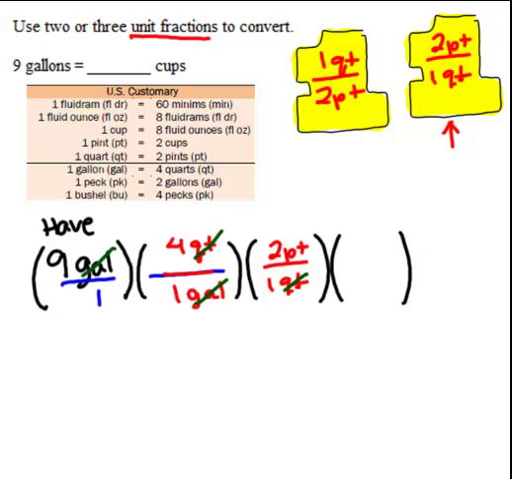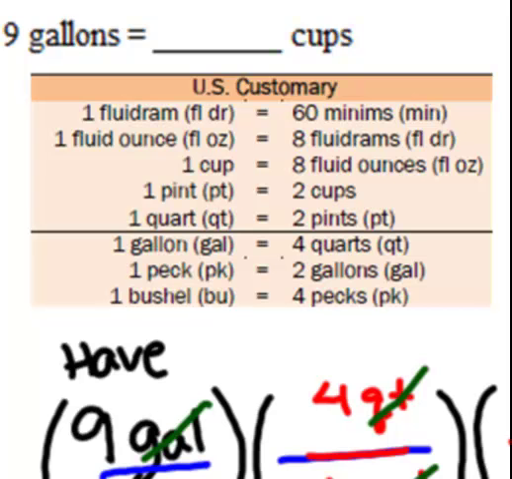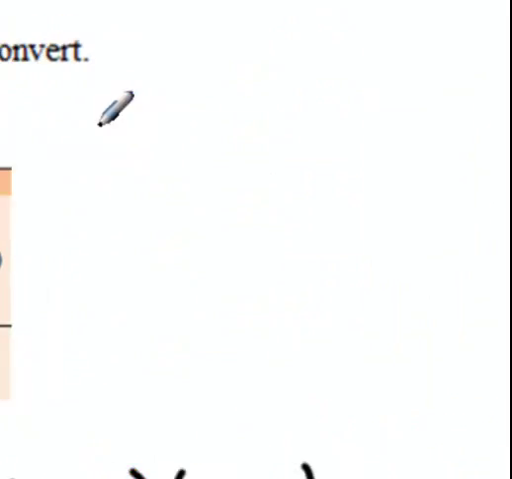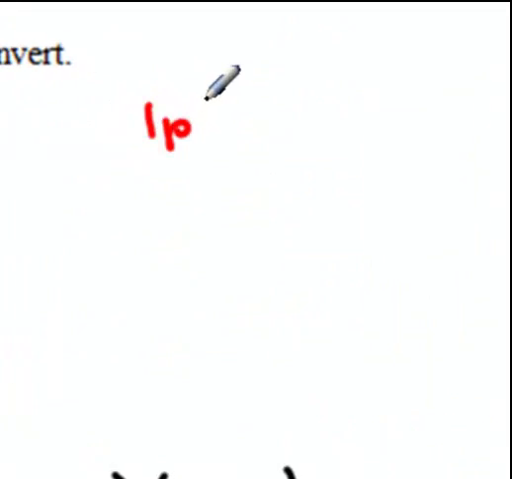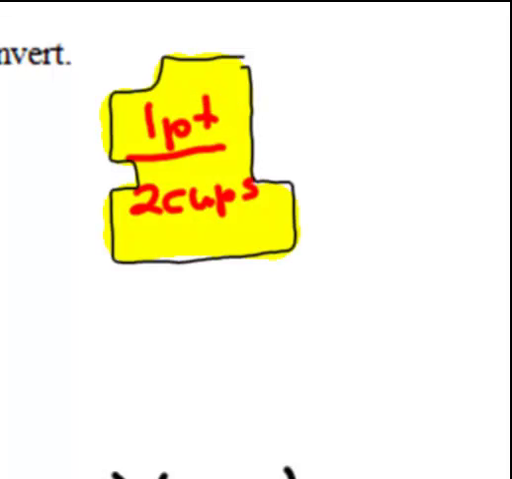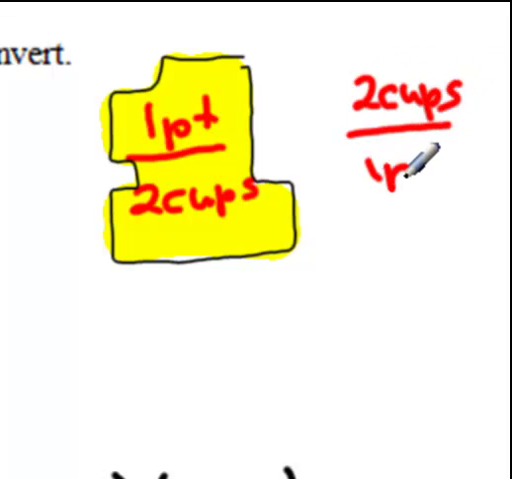I'm going to look back on this conversion chart and see if I can get from pints to cups. And sure enough, I have 1 pint equals 2 cups. I can create 2 unit fractions from this fact. 1 pint over 2 cups, and that is equal to 1. I can also create a second unit fraction, 2 cups over 1 pint, and that is also equal to 1.